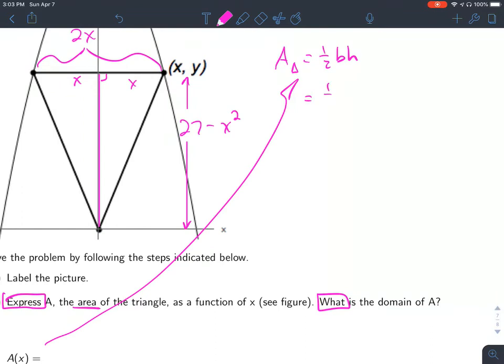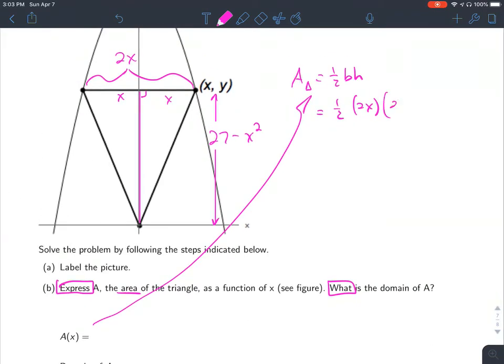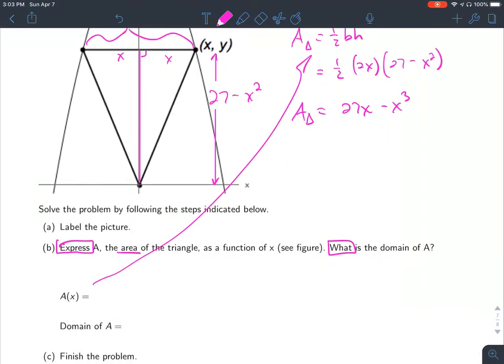The area is 1/2 the base. We're saying the base is 2x times the height, which is 27 minus x squared. When it says express it as a function of x, it means we can't have any variables in this but x. Half of 2 is 1, so it's 1 times x. If you distribute the x, we get 27x minus x cubed. So that represents the area of this triangle.